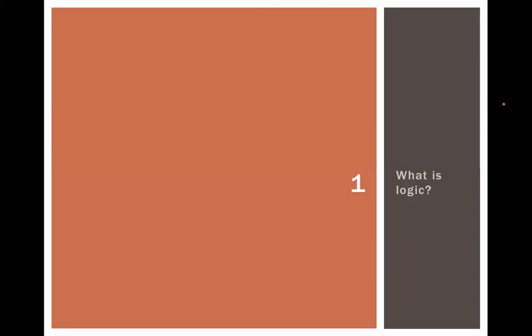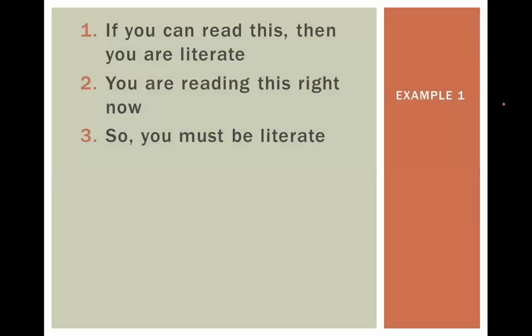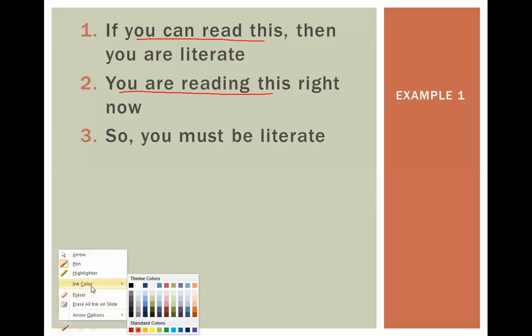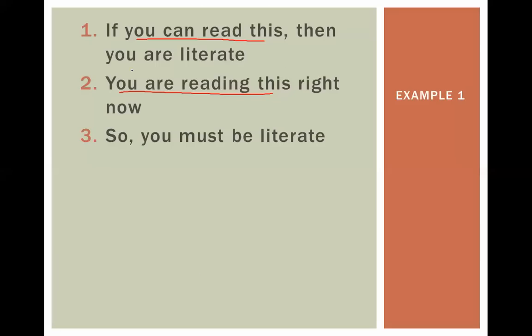Part 1, what is logic? So let me throw out a few examples first. The first one is this. Number 1, if you can read this, then you are literate. Number 2, you are reading this right now. 3, so you must be literate. So you kind of see how on this one, you can read this corresponds to you are reading this, and you are literate corresponds to you are literate here, right?